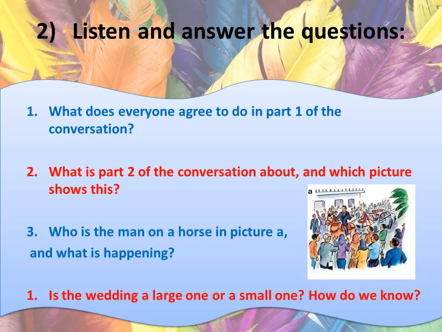What does everyone agree to do in part 1 of the conversation? You see, the conversation we will come to see later has many parts. In part 1, they agree, اتفقوا, to do something. What is that thing? 2. What is part 2 of the conversation about? The second part of the conversation, what are they talking about? And which picture shows it? Which picture from the 3 pictures in page 41 relate to it?